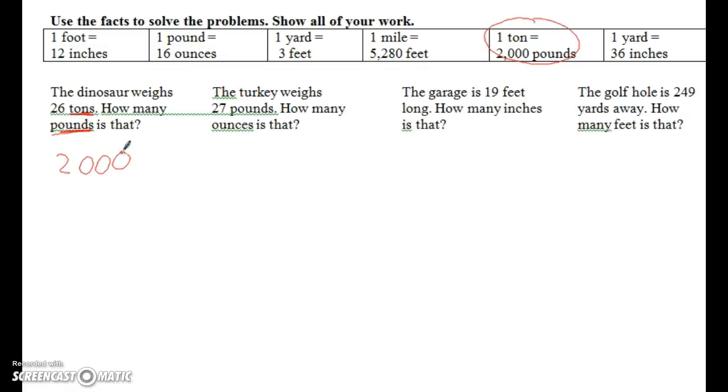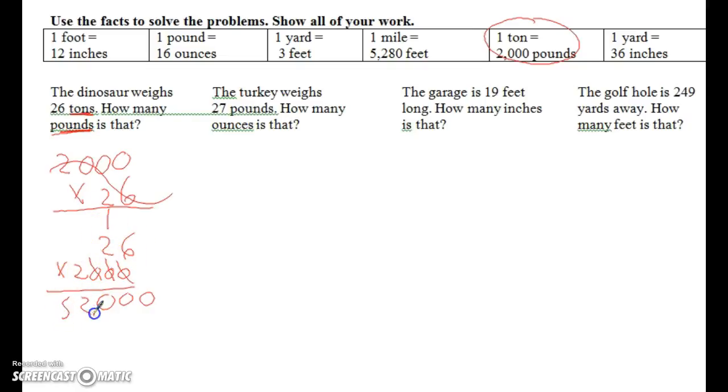And I've got 26 of those tons, so I could go 2,000 plus 2,000 26 times, but I would much rather go 2,000 times 26. And since I see that I'm going to get rid of those zeros, I'm going to flip this problem on its head right now before I even start and say 26 times 2,000, because I'm going to get rid of that 0, that 0, that 0. I got rid of 3 zeros, and now I have 2 times 26. 2 times 6 is 12, carry my 1, 4, 5. 52,000 pounds.